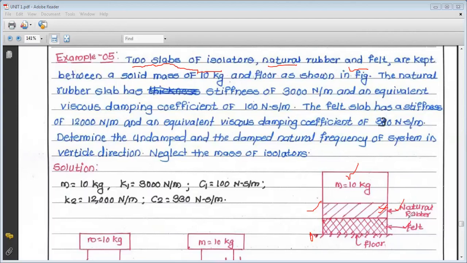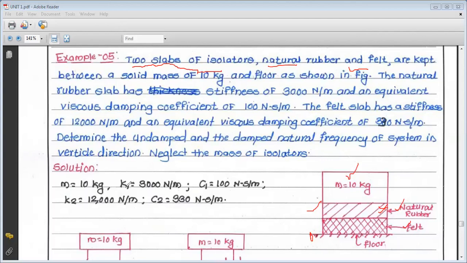So for both slabs, natural rubber and felt, the values of K, that is stiffness, and C are given. I will take the natural rubber slab as 1 and the felt as 2. So K1 is 3000 Newton per meter and C1 is 100 Newton second per meter. Similarly, K2 is 12,000 Newton per meter, C2 is 330 Newton second per meter, and mass is 10 kg.